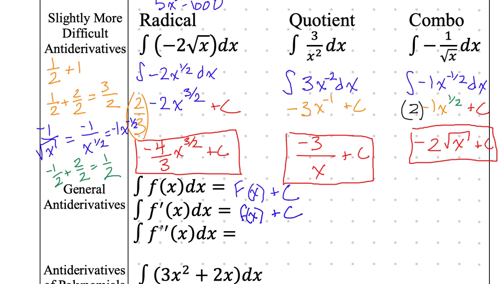Anyway, if I go forwards twice and then backwards once, I'm left with what? F prime of x plus C. F prime of x plus C. Yeah, good job, guys.